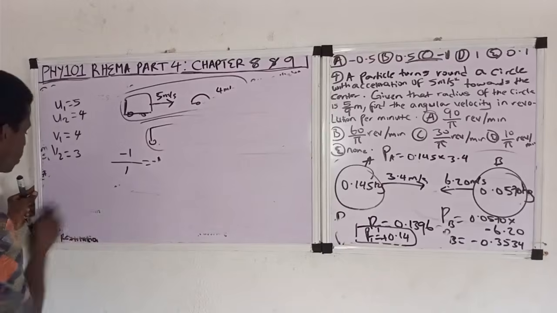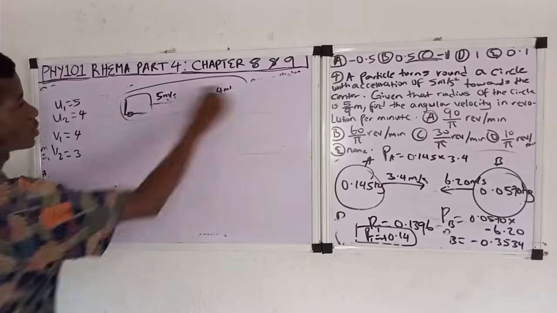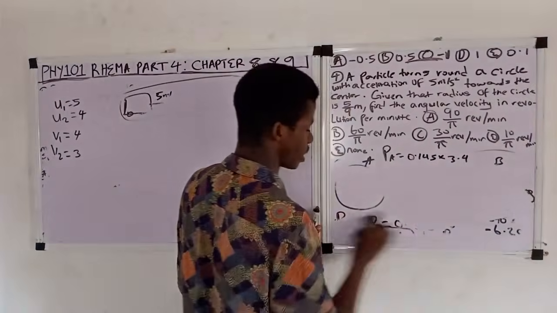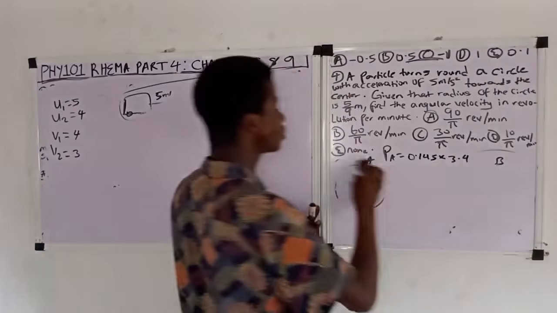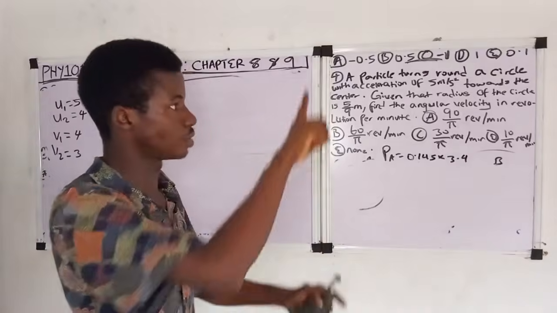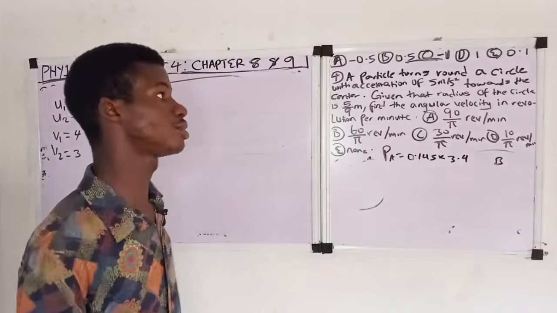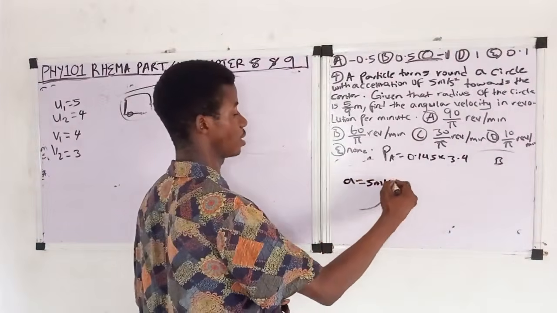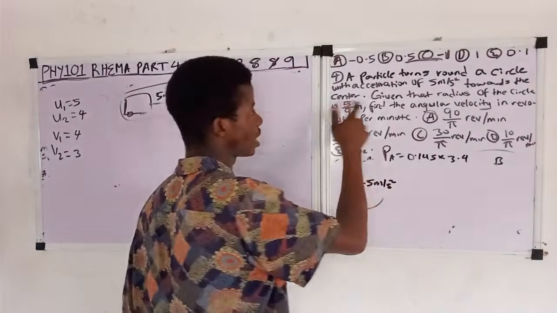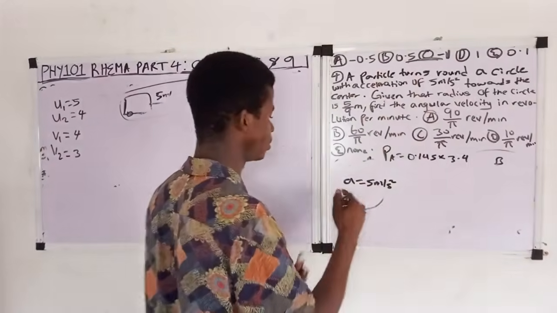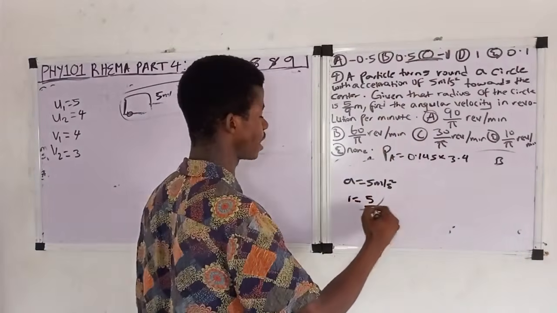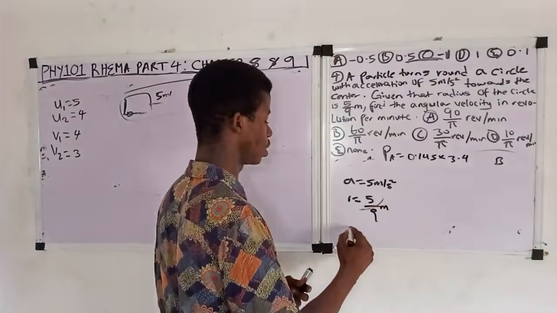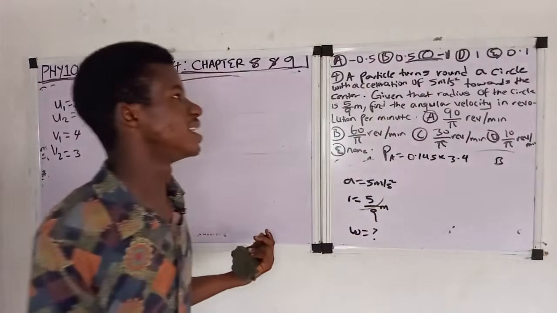Question 4. Now let's continue. All right, so question 4. They said a particle turns around a circle with an acceleration of 5 meters per second squared towards the center, given that the radius of the circle is 5/9 meter. They say find the angular velocity. We are looking for W. Okay, so it's very easy.